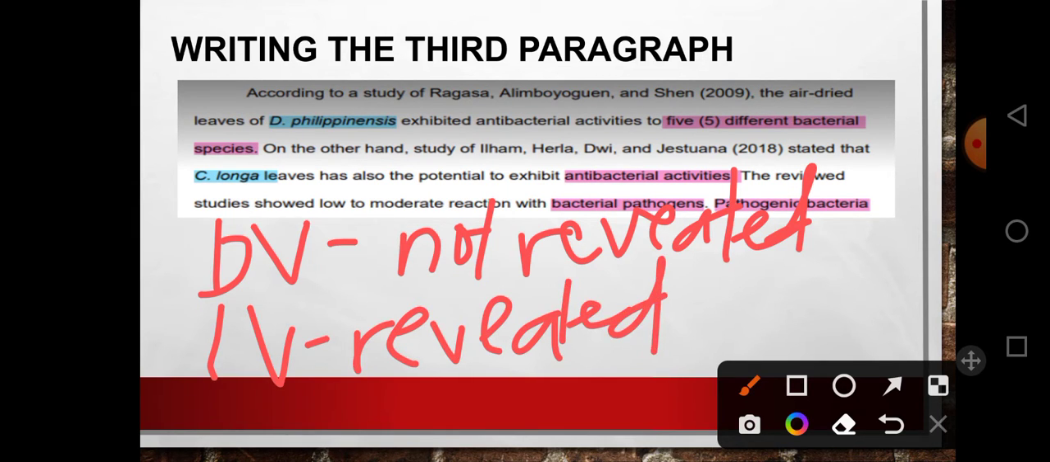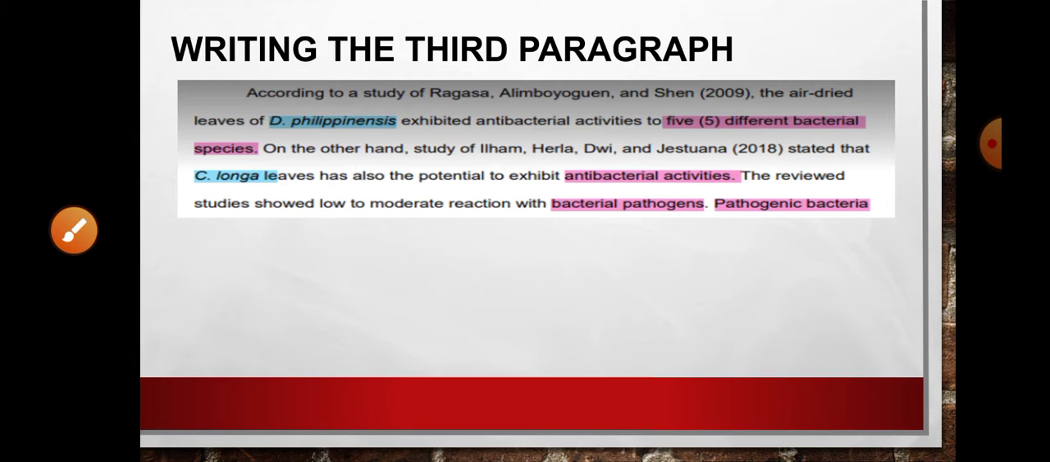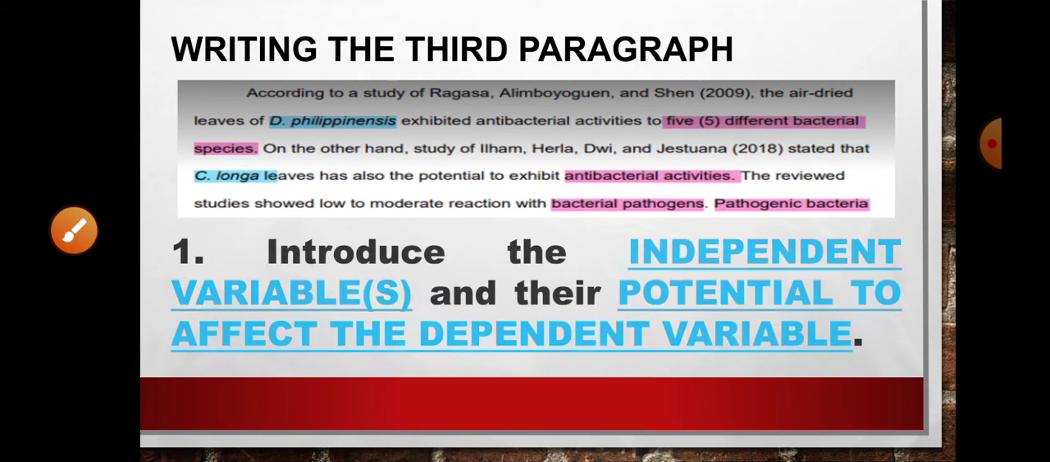Furthermore, the first part revealed how the independent variable can affect the dependent variable. So, it reveals the potential of the independent variable to affect the dependent variable. Therefore, class, the first part of the third paragraph is actually to introduce the independent variables and their potential to affect the dependent variable.